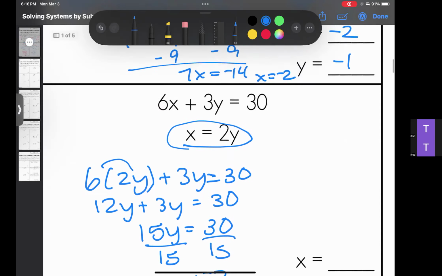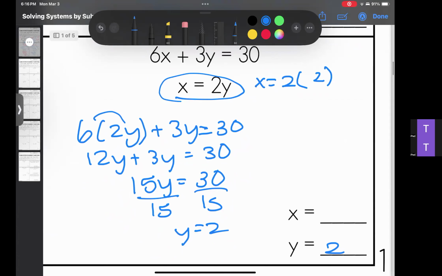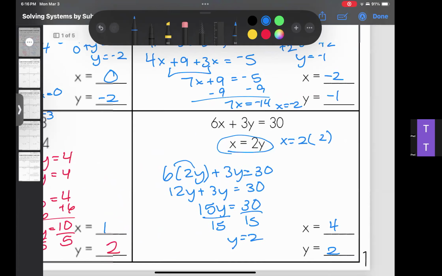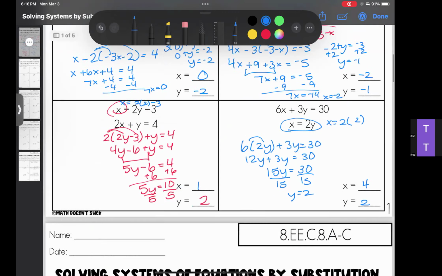I'm going to take it here and put it in. So x equals 2 times 2, which is 4. So if x is 4, then y is 2. That's the end of page 1. If you have questions, bring them to class.